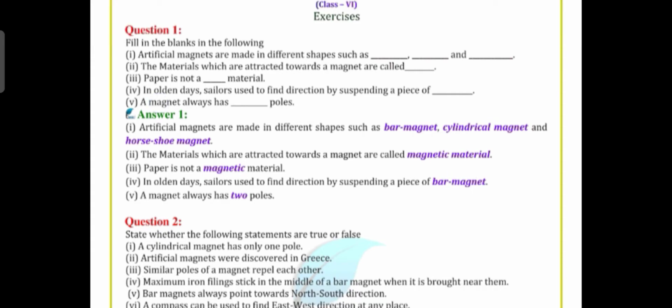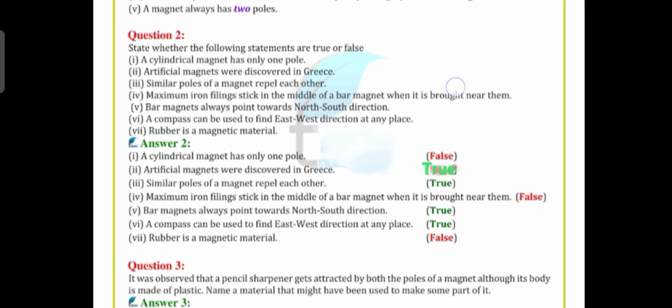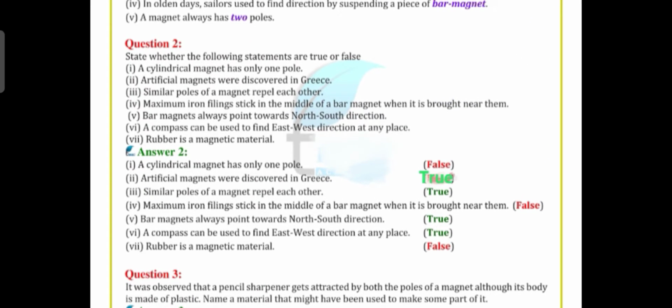Fifth one, a magnet always has dash poles. Magnet has how many poles? Every magnet has how many poles? Yes, very good. 2 poles. So, a magnet has 2 poles. Now we can move to the second question. What is the second question? State whether the following statements are true or false.